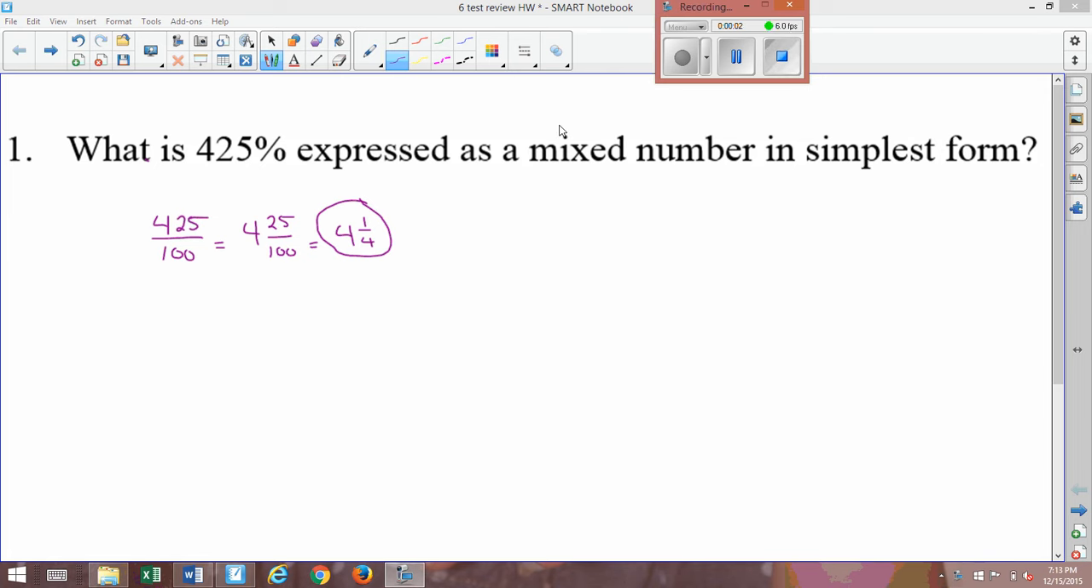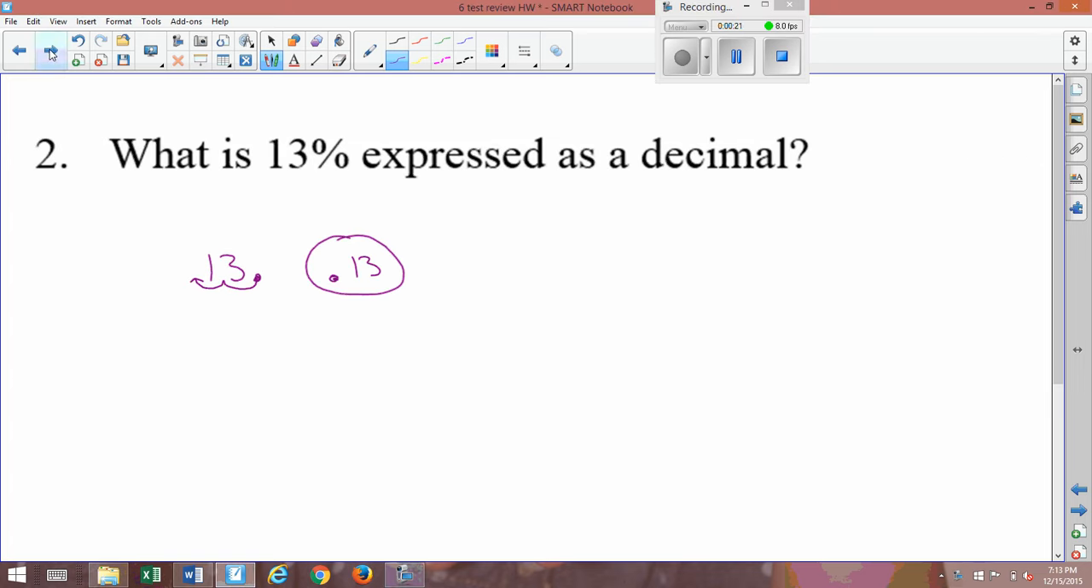Okay, this is the first day of the review. This is question 1. What is 425% expressed as a mixed number in simplest form? Anytime you're taking a percentage and you're making it into a mixed number or a fraction, just put it over 100, then reduce down. 425 over 100 reduces down to 4 1/4.